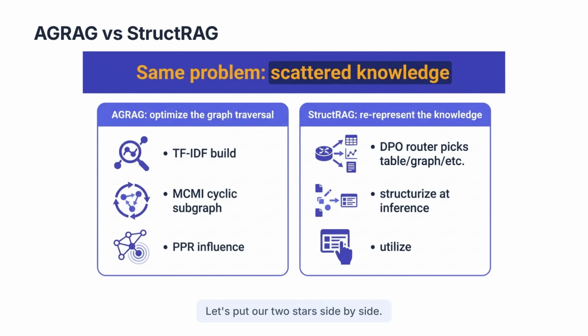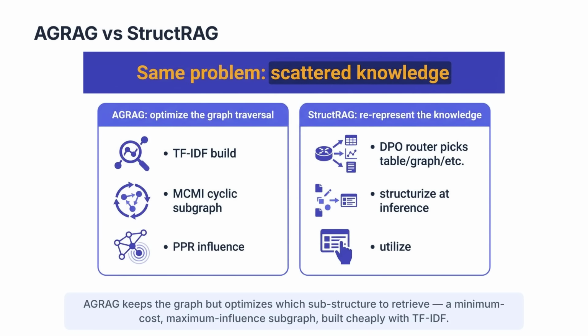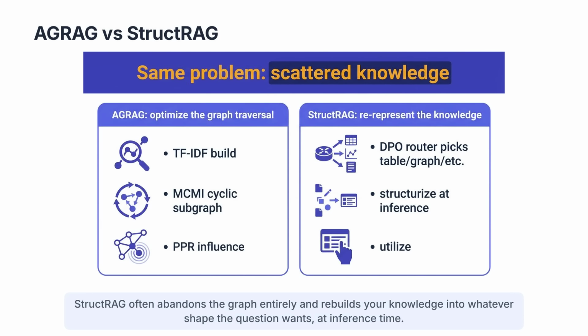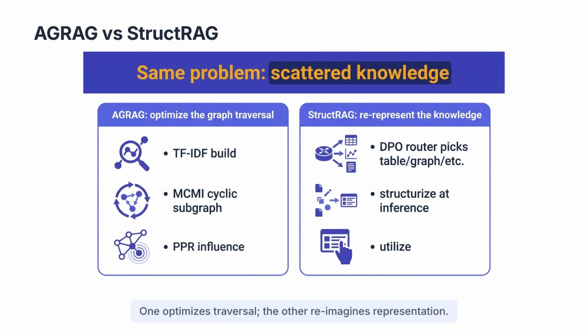Let's put our two stars side by side. AGRAG keeps the graph but optimizes which substructure to retrieve, a minimum cost, maximum influence subgraph built cheaply with TF-IDF. StructRAG often abandons the graph entirely and rebuilds your knowledge into whatever shape the question wants. Add inference time. One optimizes traversal, the other reimagines representation. Two answers to the same complaint: scattered knowledge is hard to reason over.